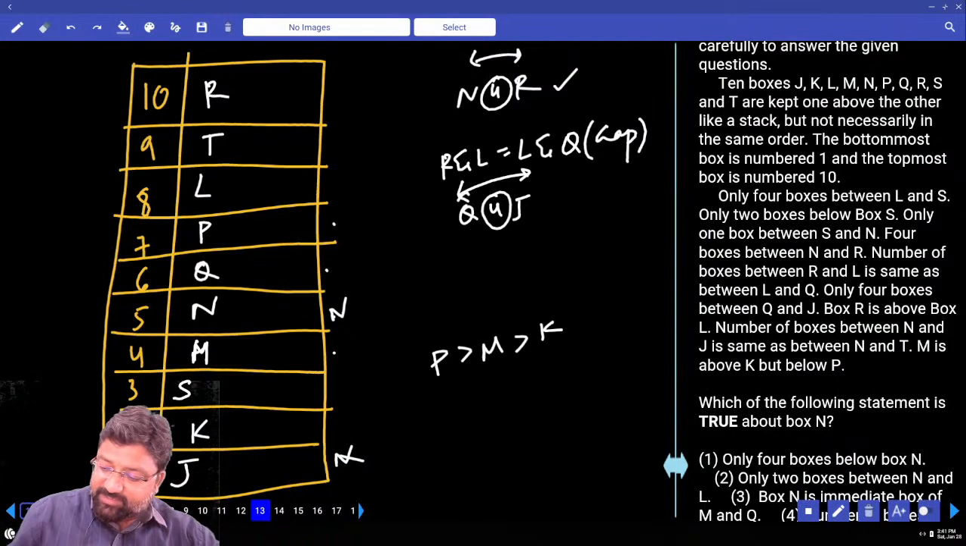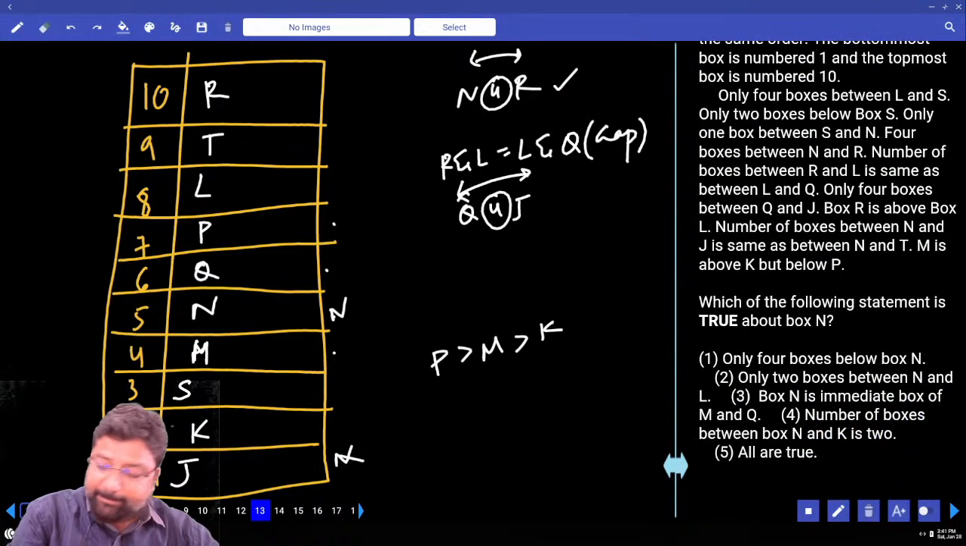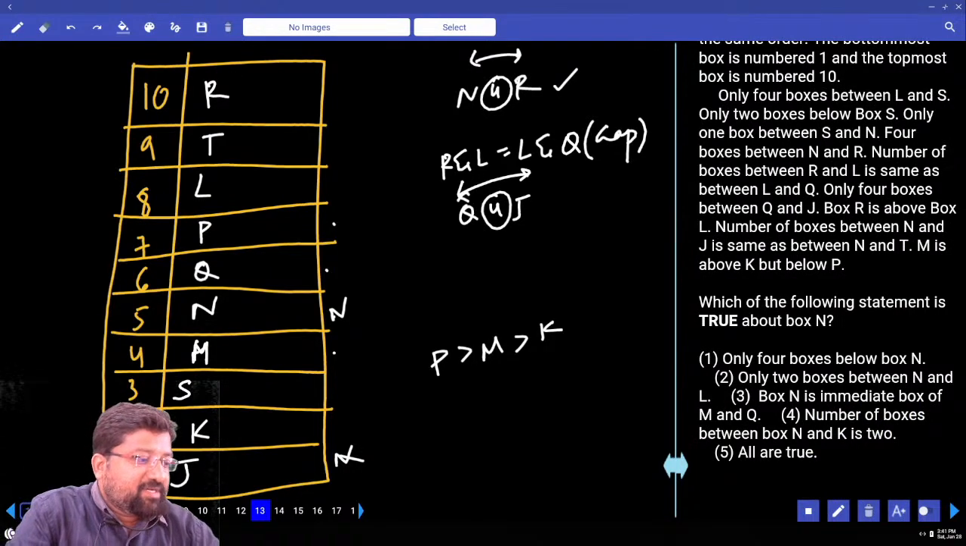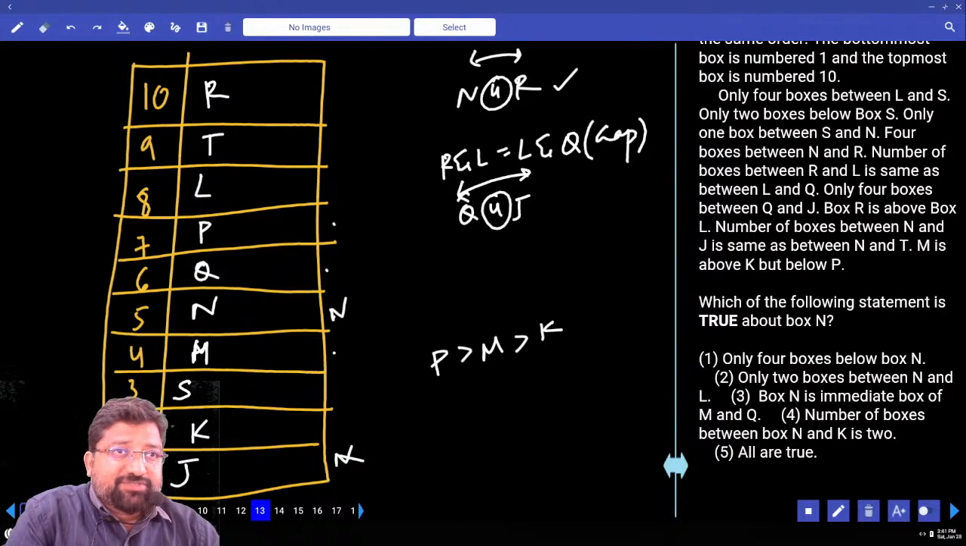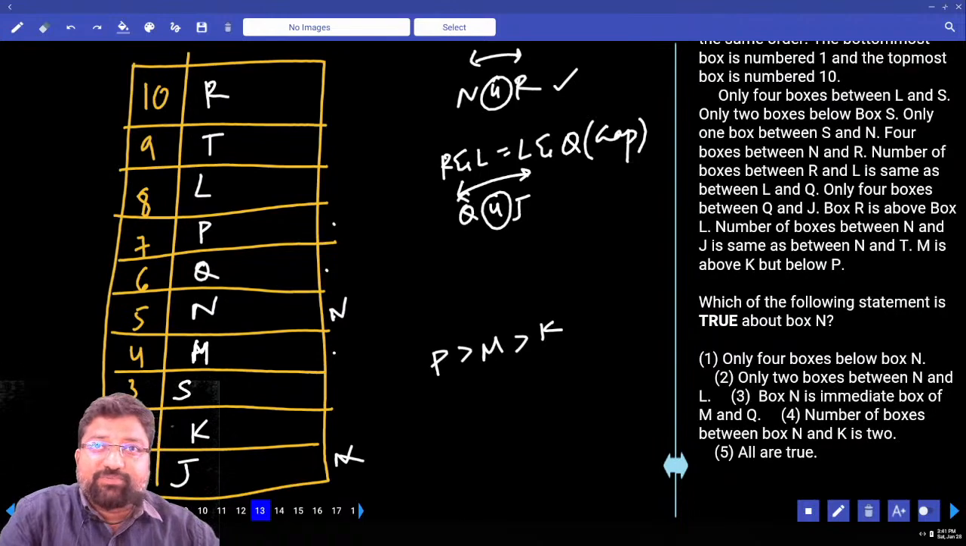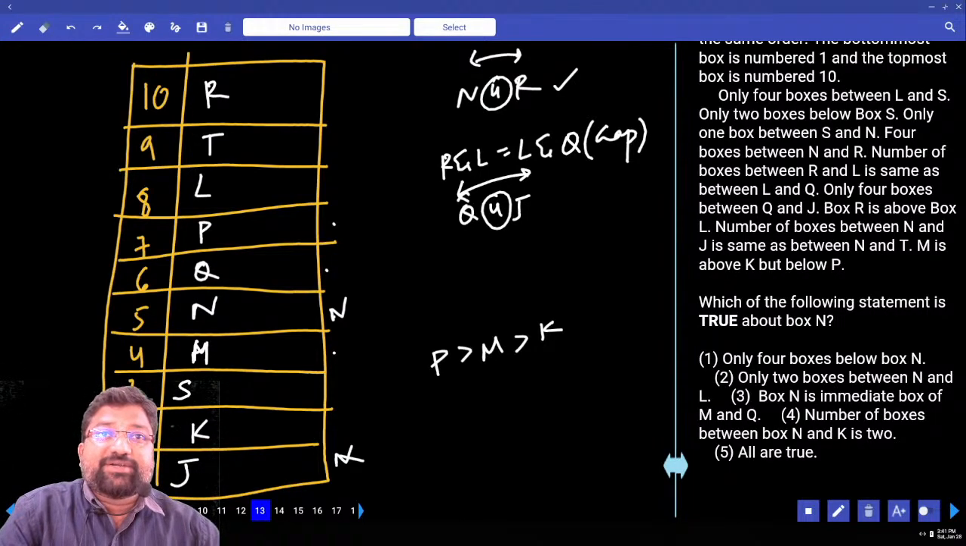Which of the following statements is true about box N? 4 boxes below N. Do you see 4 boxes below N? Yes. Is it true? Yes. Shall I mark my answer as 1? No. Whenever you see the first option as the answer, I told you, you have to be very alert. This can be a trap.